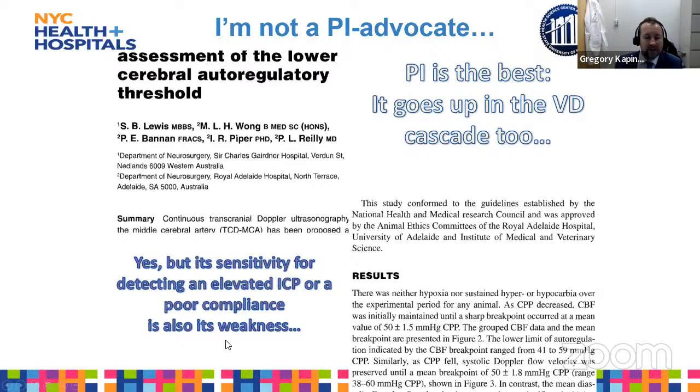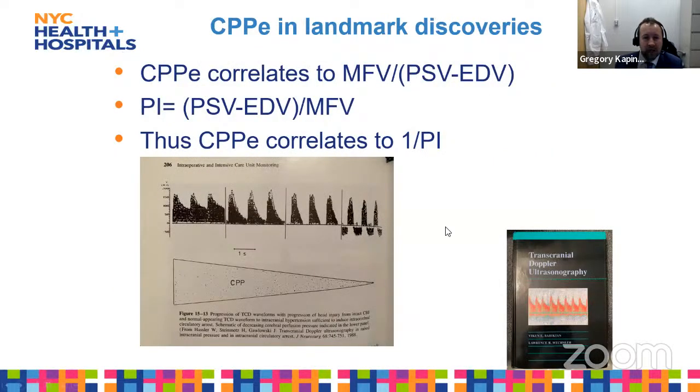That is true, but its sensitivity to detect an ICP elevation is not that great overall, because it's detecting it once you're in the middle of the vasodilatory cascade. So in 2013 and 14, I think I was studying for my boards of neurosonology to become a registered physician in neurovascular interpretation. So all the books were quite old, actually, from the 80s and 90s with Dr.